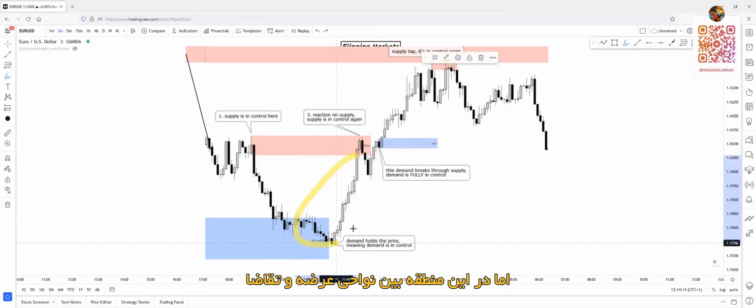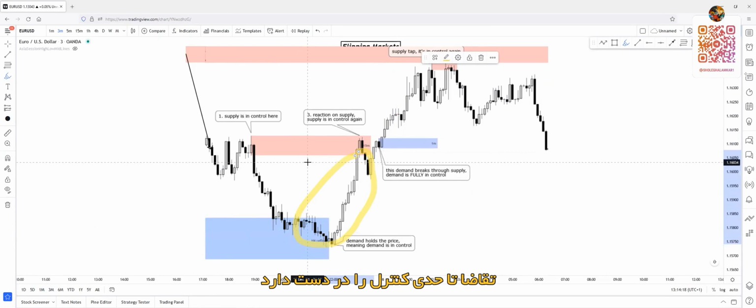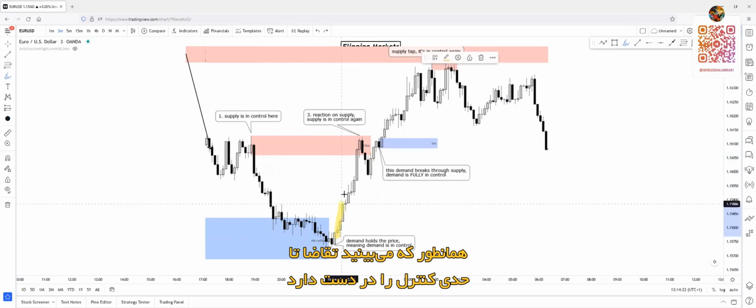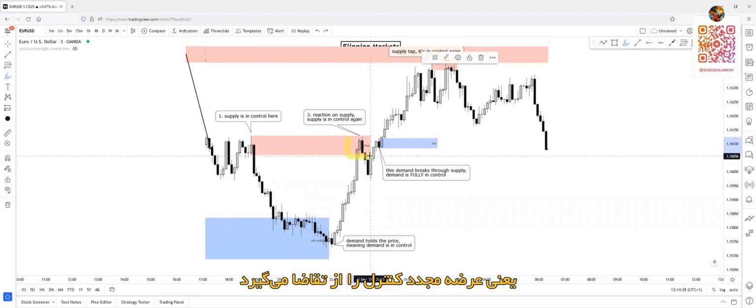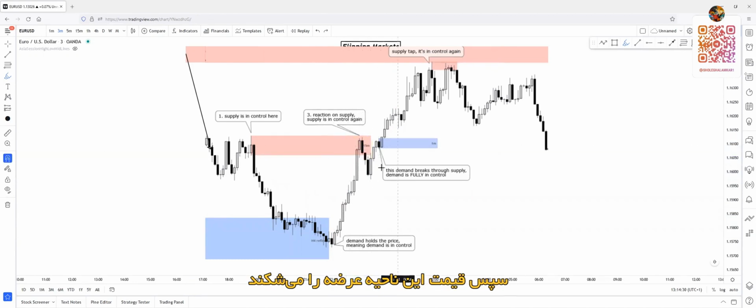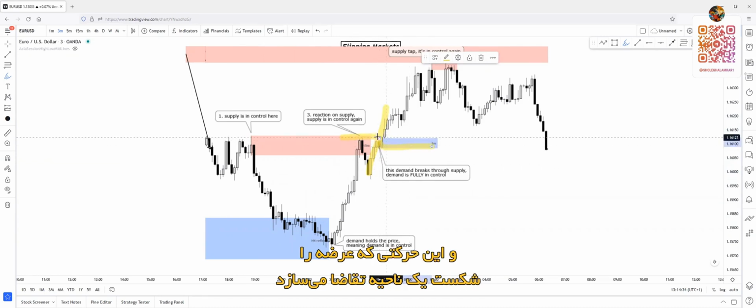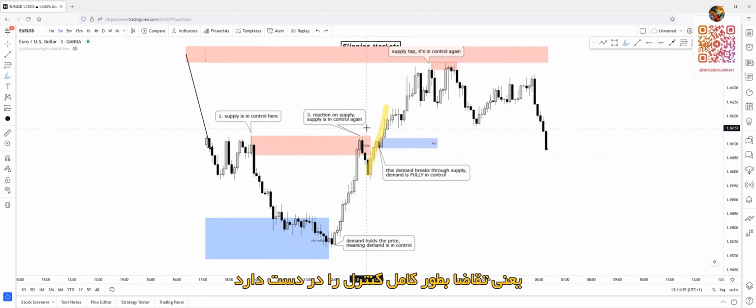But in this region between the demand and the supply zone, demand will be just partly in control. Okay, as you can see, demand was partly in control, reacted on this supply zone, had a rejection, which means supply took over control from demand again. After this, price broke through this supply zone and created a demand zone that did a supply breaking movement. This means demand is fully in control now.